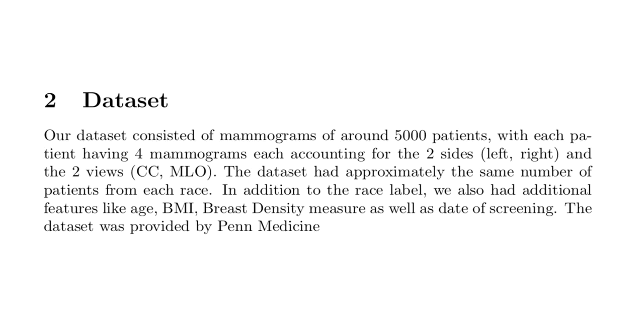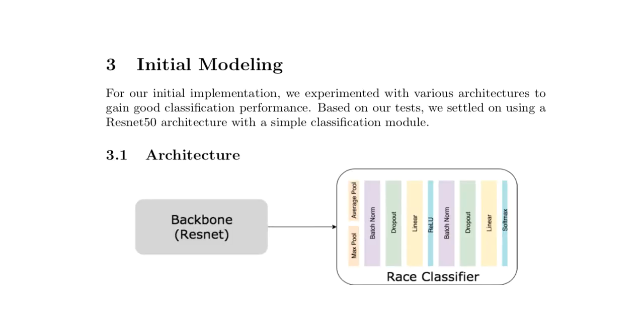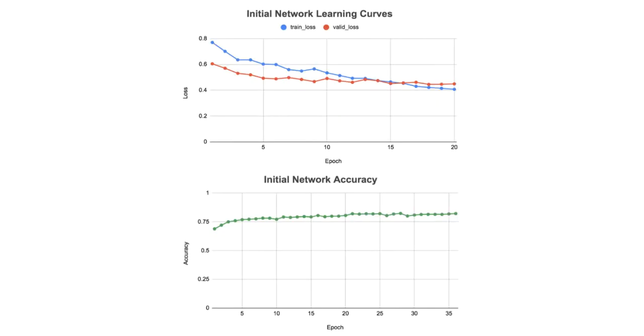For our dataset, we had mammograms from around 5,000 patients, with each patient having 4 mammograms for each of the 2 views and 2 sides. For our initial modeling, we experimented with various architectures before settling on a ResNet 50 body and a custom head. On our validation data of around 1,000 patients, we were able to achieve a classification accuracy of 82%.